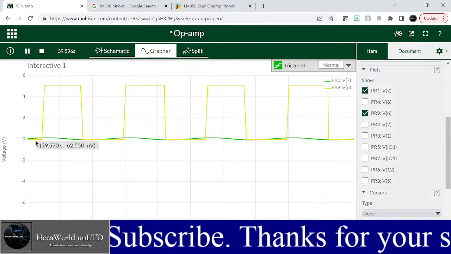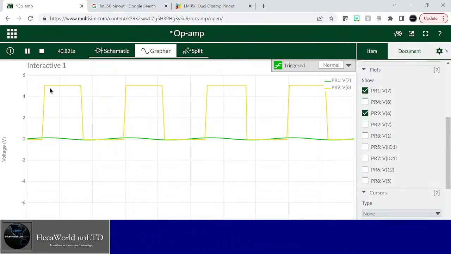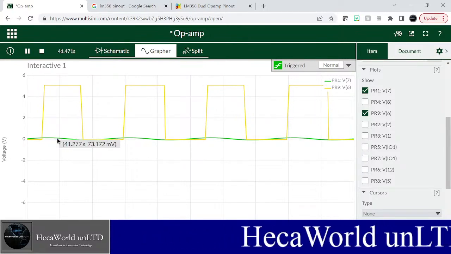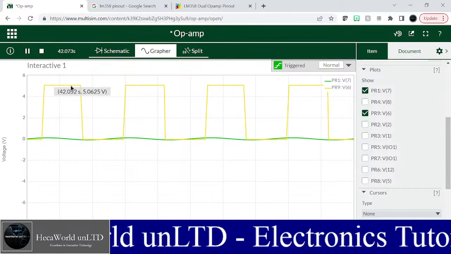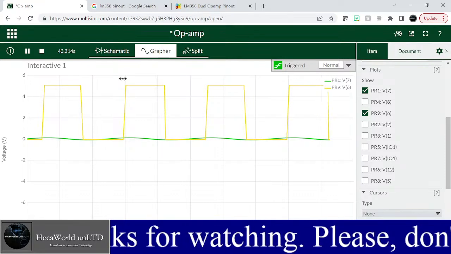Anytime the amplitude is going positive, you can notice the output swings to 1. This is the Schmitt trigger. And when it's going negative, it drops to 0, and then back and forth.